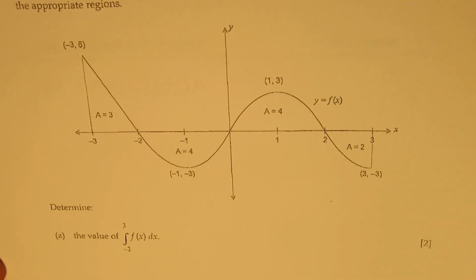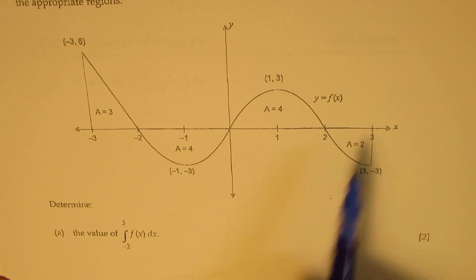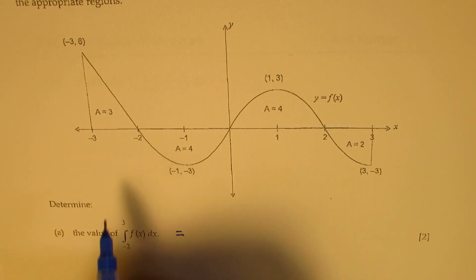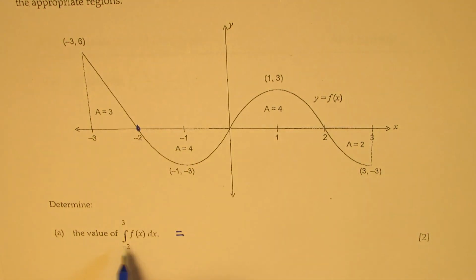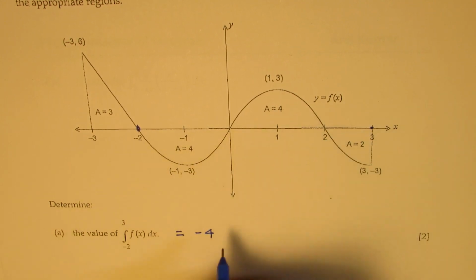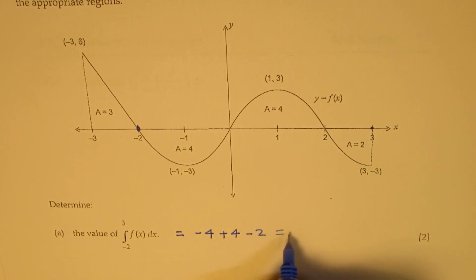So that is how the graph is. Now what do we need to find? The very first one is the value of the integral from minus 2 to 3 of f of x dx. So this should be equal to what? When we find the value of an integral, the negative is taken as negative, right? We are talking about this portion from minus 2 to 3. The area here is minus 4, here it is positive 4, and then here it is minus 2. When you add them up, you get minus 2 as your answer, correct?